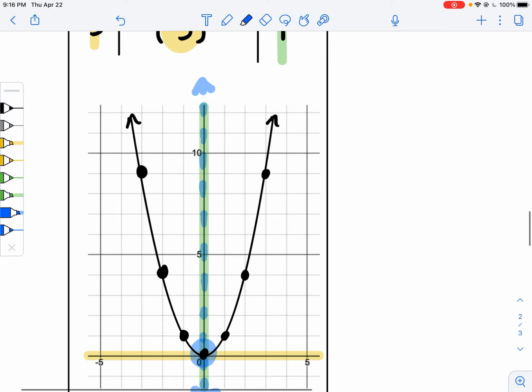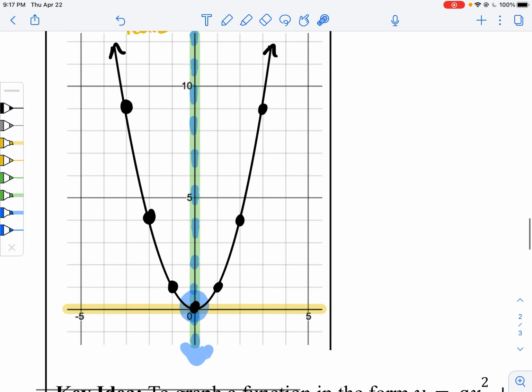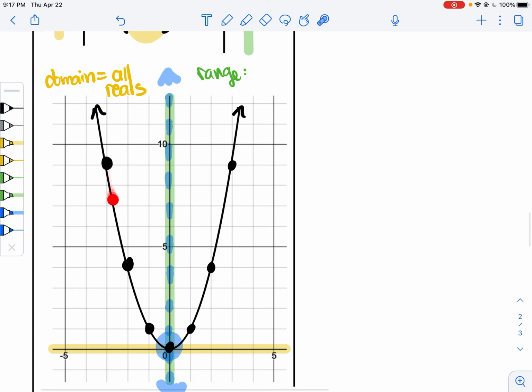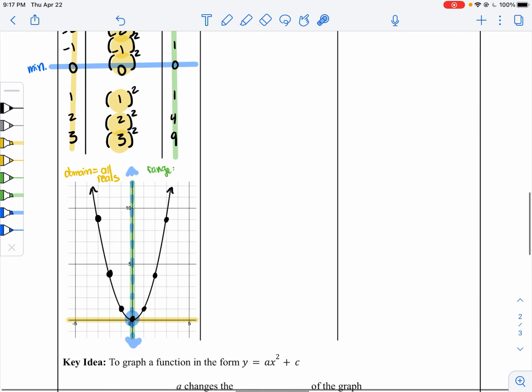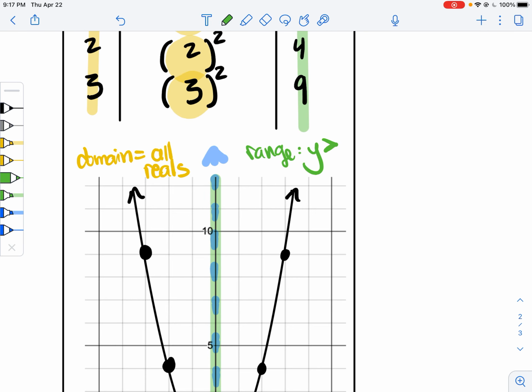So now let's talk about our domain. Our domain is all real numbers because we can plug in all x's and it will still work. However, what y's are covered? Well, y is only 0 and higher. There are no negative y values on the graph. All of our y's will always be positive or 0. So we say our range is y greater than or equal to 0.